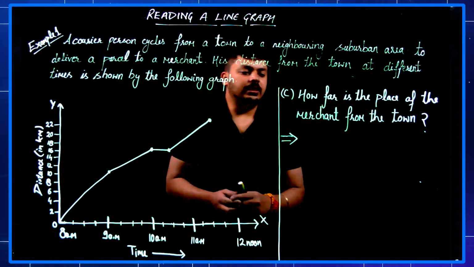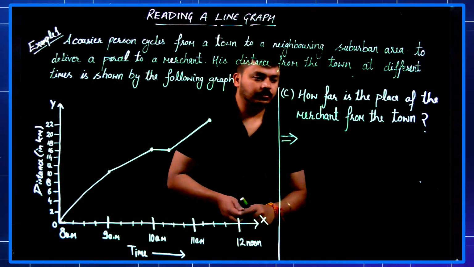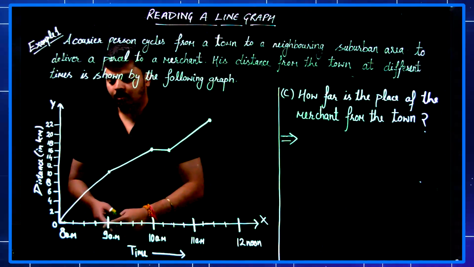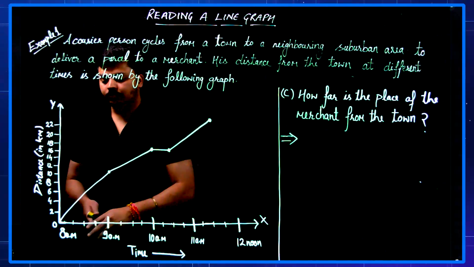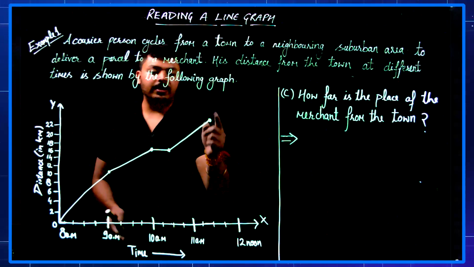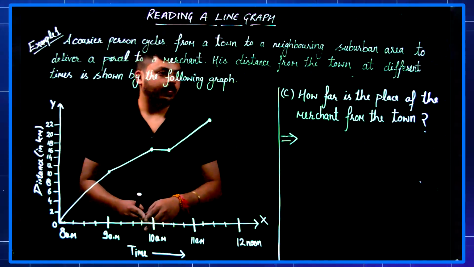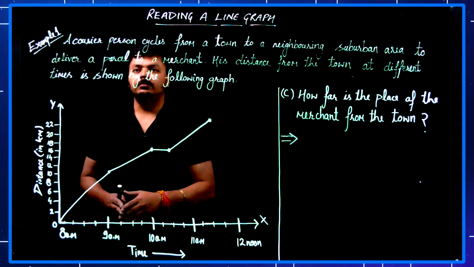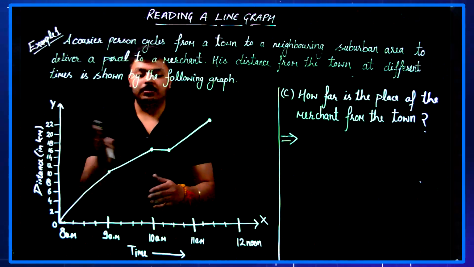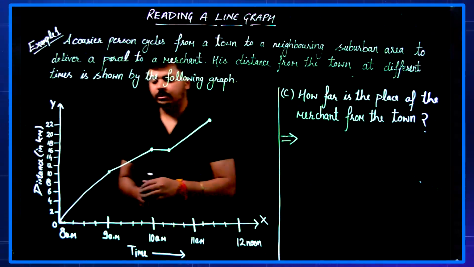Now let's see part C. How far is the place of the merchant from the town? To calculate the distance of the merchant's place from the town, we look for the distance in kilometers on the graph at the place where the courier person has stopped. The courier person has stopped at 11:30 at 22 kilometers.